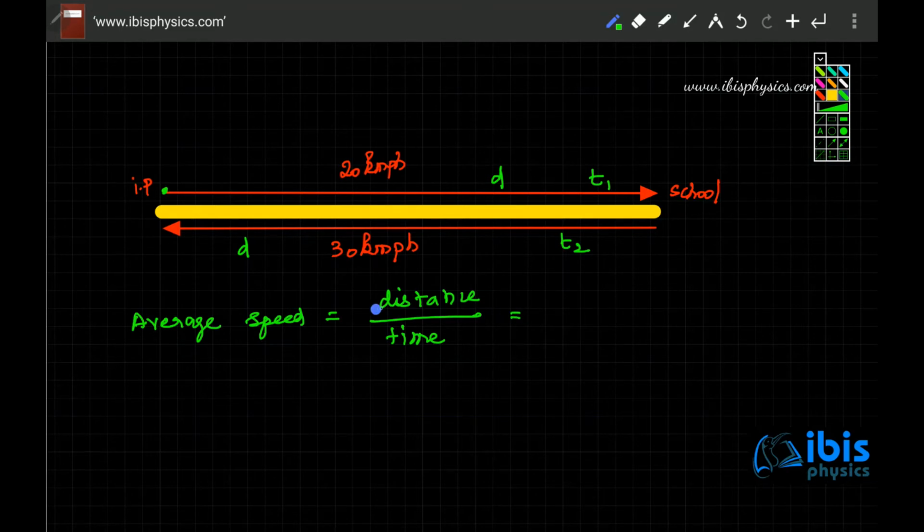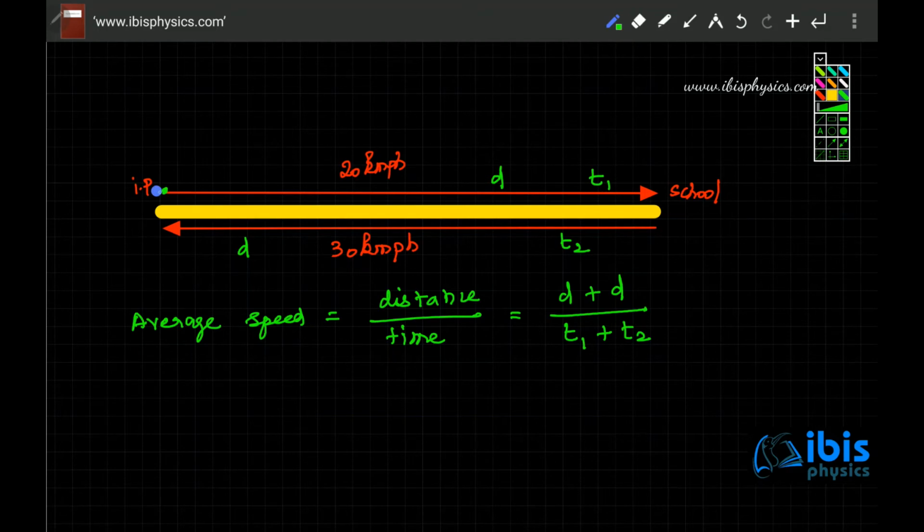So the total distance here is onward trip 1d, return trip 1d. But the time taken is, while going he took more time, while coming he took less time. So the times are different, t1 and t2. If we substitute t1 and t2, we'll be able to find his average speed.